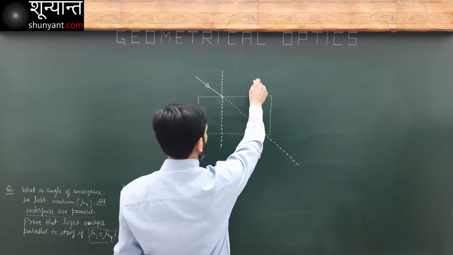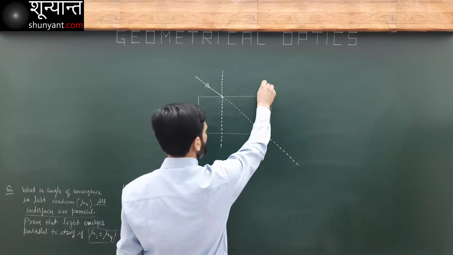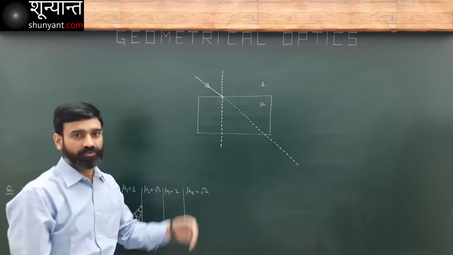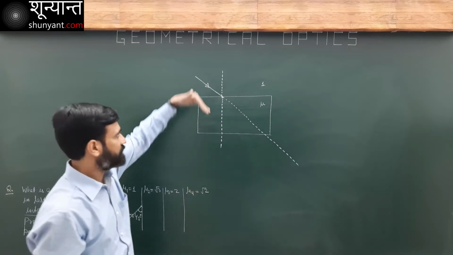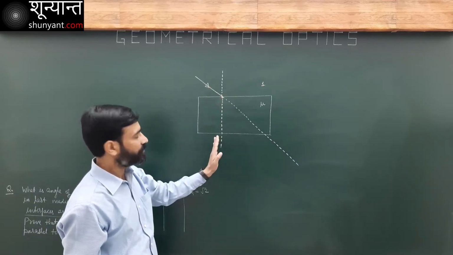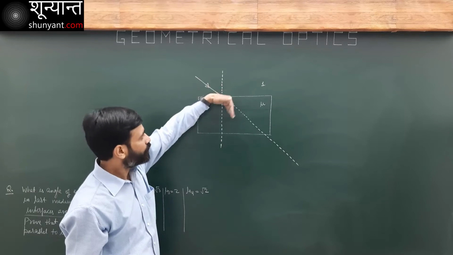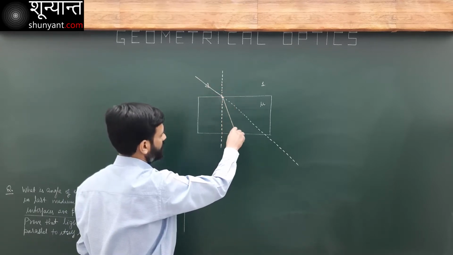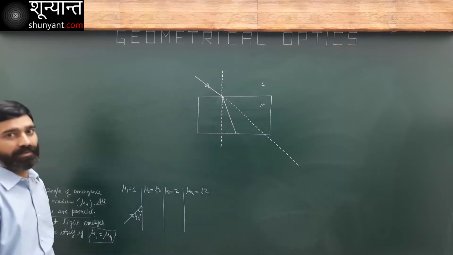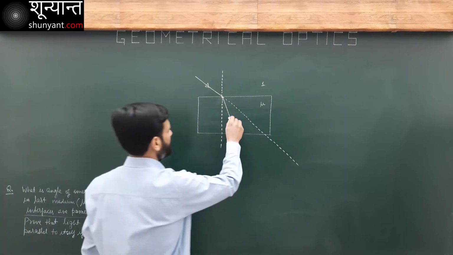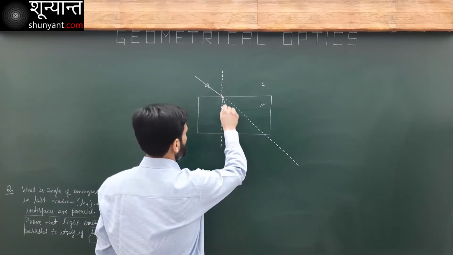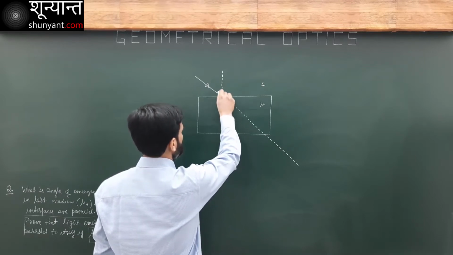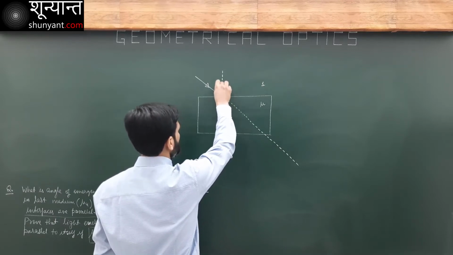Light enters from air to glass. This is one here, air to glass. It is going to bend towards the normal. This is the original direction. This is normal. It is going to bend towards normal. It will bend like this. Okay? Understood? This angle is given. It is R. Okay? This angle is I.